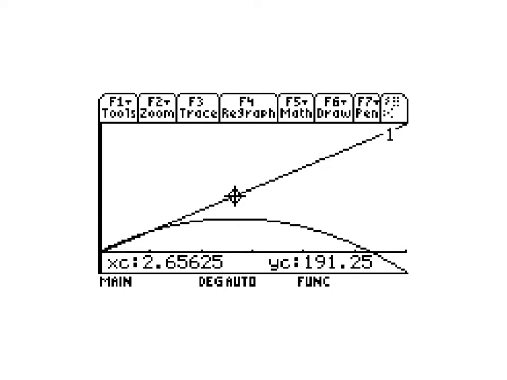Now, since I know that the maximum happened, I went ahead and entered negative b over 2a, so 85 over 32, which gives me the exact 2.65625, and I find that I am 191.25 feet downfield when it reaches its max of 115.89 feet above the ground.